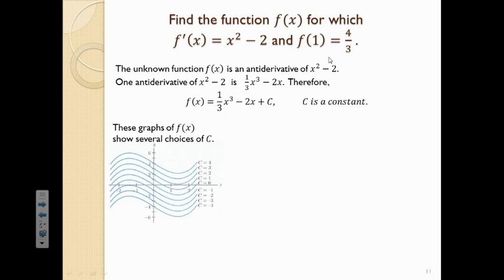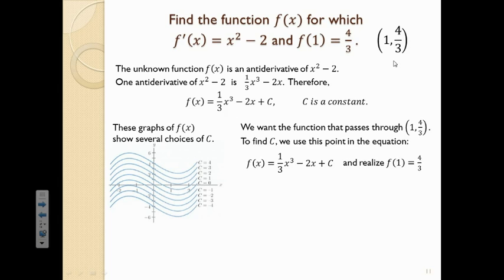If we did an f of 1, we get 4/3. Well, that's a point, isn't it? If we find the antiderivative, which we did, and put 1 in for x, we're going to get an answer of 4/3. So our x is this and our y is this. It's the point 1 and 4/3. Now we can use that.